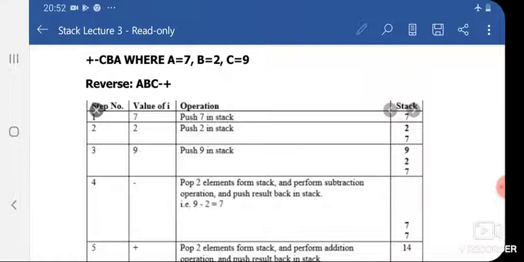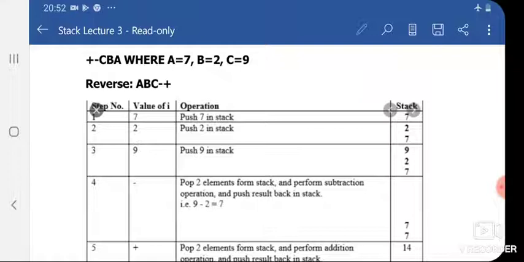Next is b, which is 2, again it is an operand, we push 2 to the stack. Next is c, which is 9, which is an operand, again we push it to the stack. Right now in the stack there are 3 values, 7, 2 and 9. Next incoming symbol is minus, which is an operator.